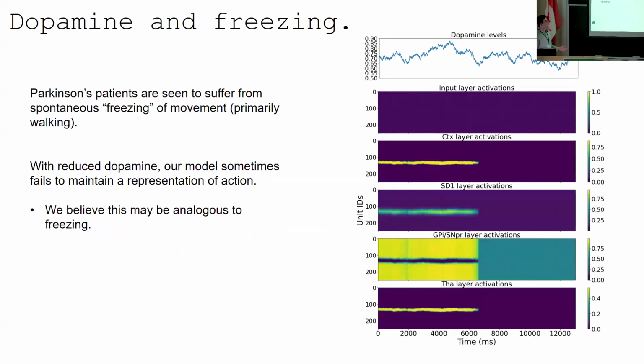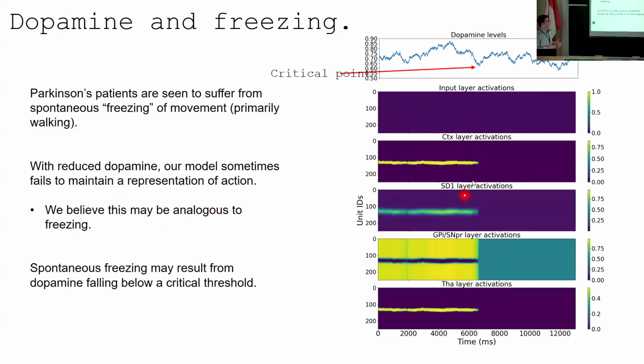What we see within our network is if we reduce dopamine, at some points, if the dopamine reaches some critical point, the network fails to maintain a continuous representation of action. The recurrent excitation is no longer strong enough to maintain that bump. And what we suggest is this is analogous to freezing, because if you can't maintain a representation of how you should perform an action, we suggest that you can't perform the action at all.